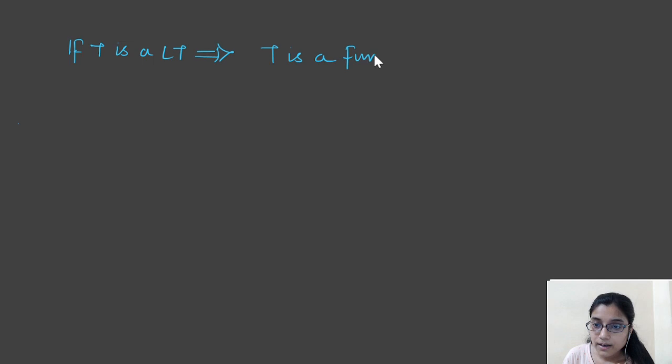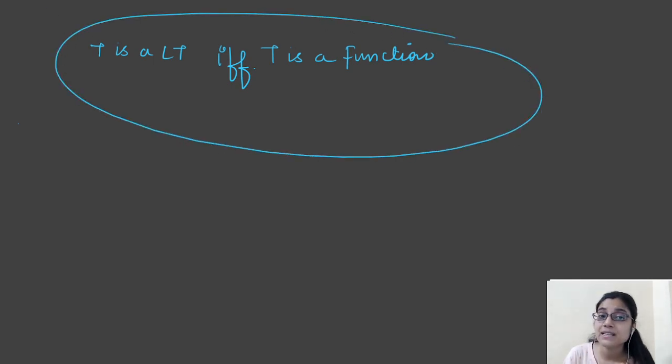But before that I am leaving you with a very important point. You will tell me in the comment box what it actually is. The point is that if T is a linear transformation, it implies that T is a function, and you know very well now the difference between a function and a linear transformation. And if T is a function, then T is a linear transformation. Instead of writing all this, if I write that T is a linear transformation if and only if T is a function, is this statement correct or not?